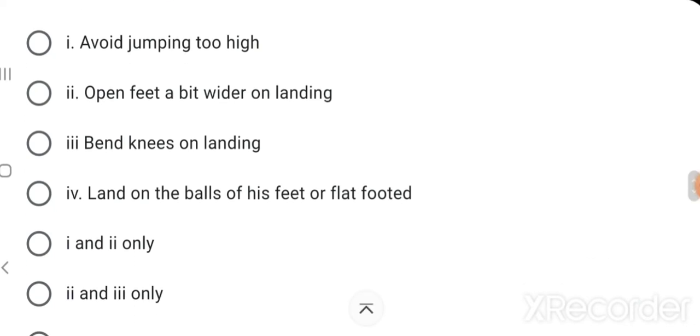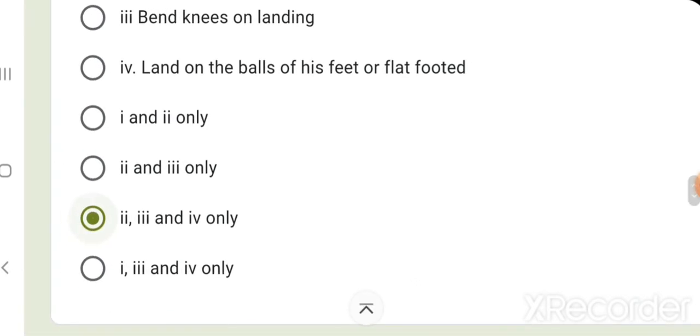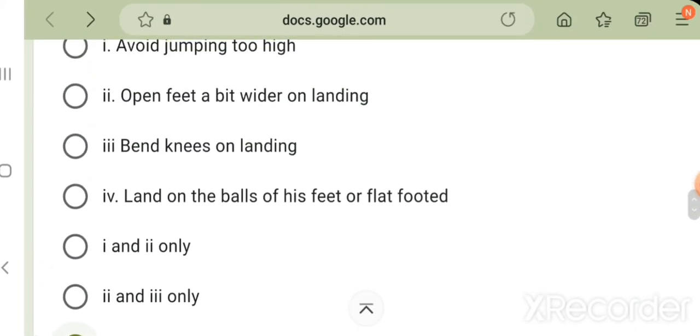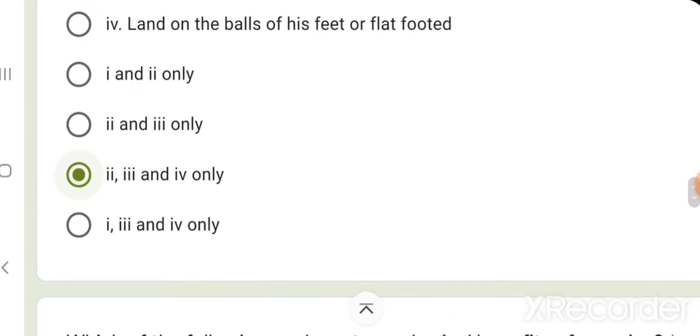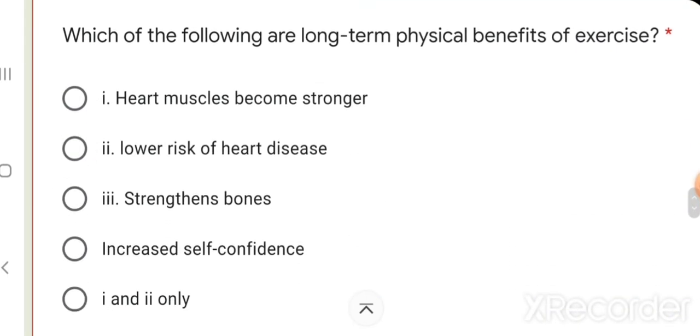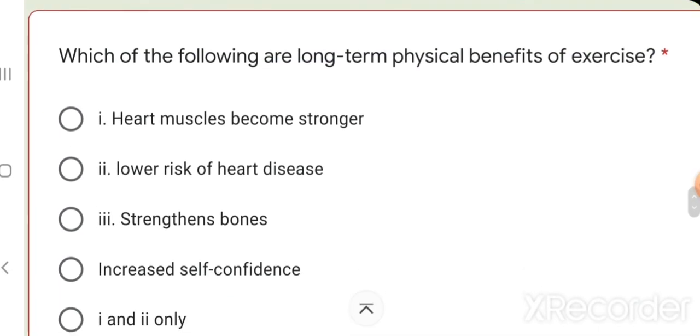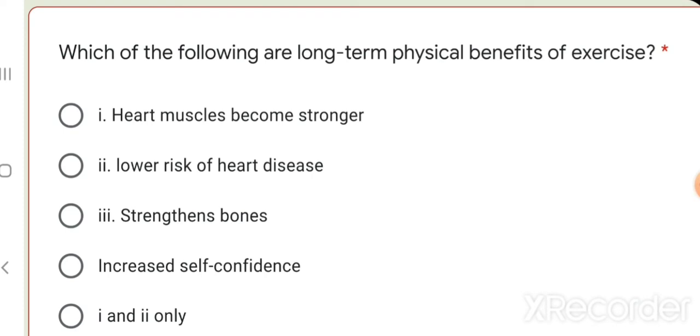Are you thinking about the question? Okay, so the answer is 2, 3, and 4. So they're supposed to open feet a little bit wider when landing, bend your knees, and land on the balls of your feet. Next question.